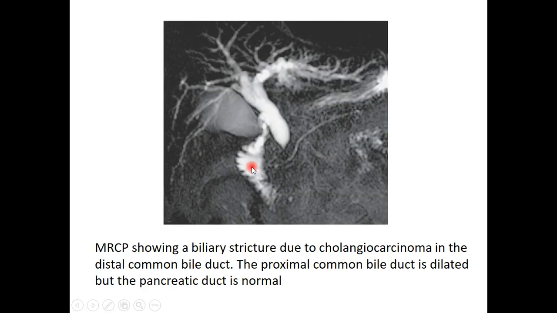This is MRCP showing biliary structure. This is the MRCP here. This is dilatation of the CBD and the intrahepatic biliary passages, and this is a structure here, possible cholangiocarcinoma in the distal common bile duct. Of course we will see here the pancreatic duct, very nice, unaffected, normal looking pancreatic duct, and this is the dye reaching the duodenum.